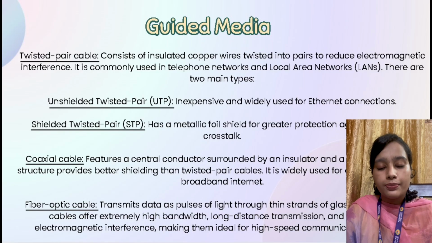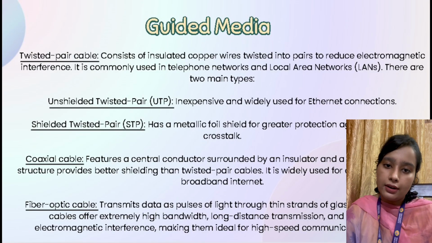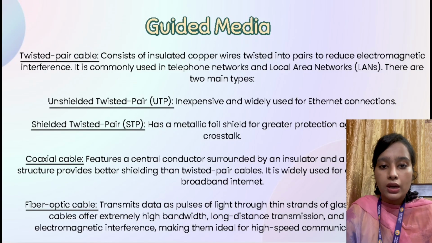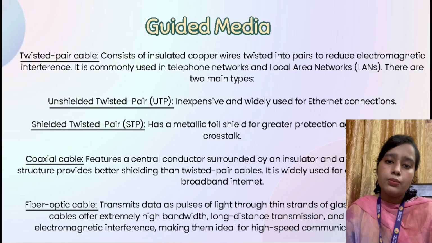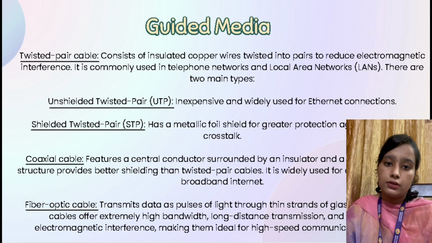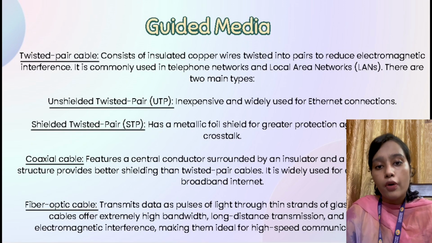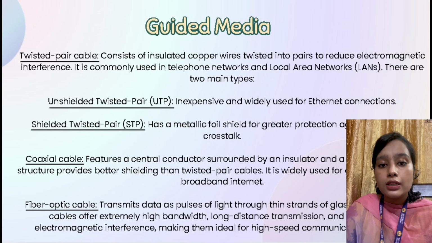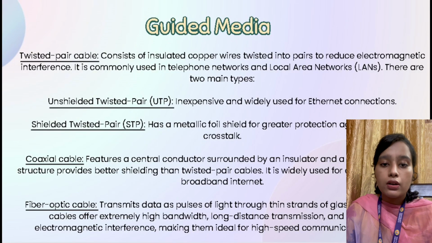Twisted pair cable is commonly used in LAN networks. It is made of copper wire twisted together so that they can reduce interference. As an example, we can say Ethernet cable. Twisted pair cable also has 2 types. They are unshielded and shielded twisted pair cable. The second one is coaxial cable.